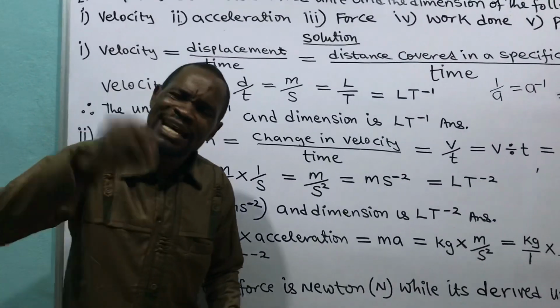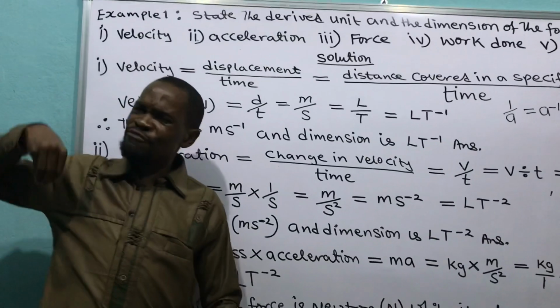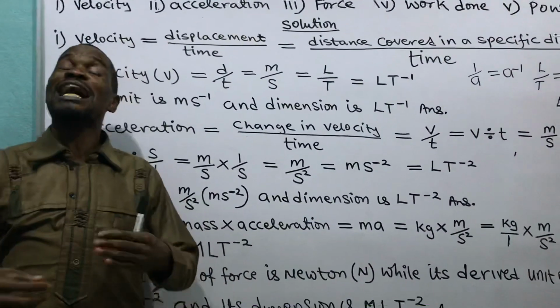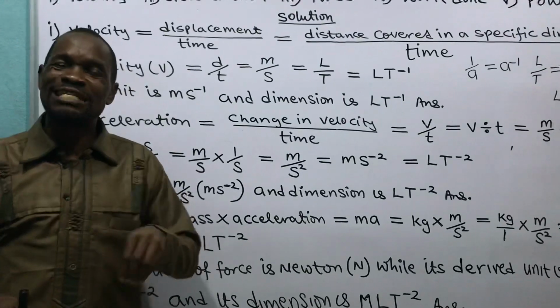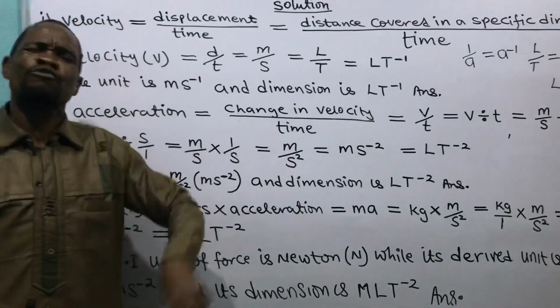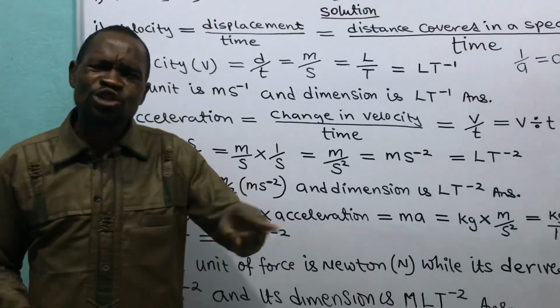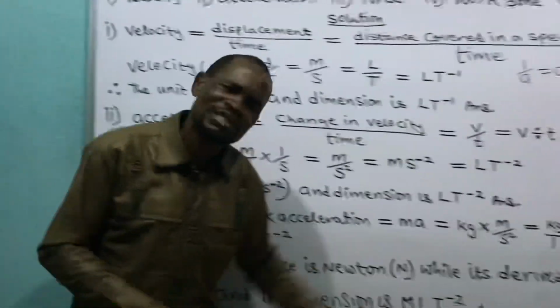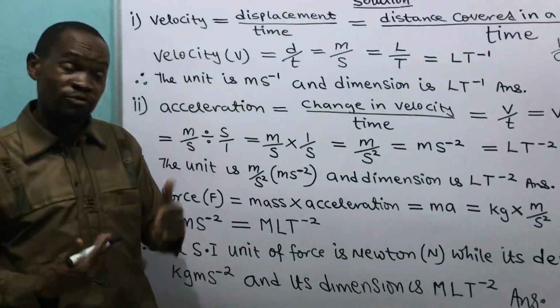I can only get a dimension from the derived unit. And I can only get the derived unit from the definition. What I don't know, I can't get the derived unit. I will first of all define it. From its definition, I will get its derived unit. And from its derived unit, I get the dimension. Have you seen the sequence in motion?